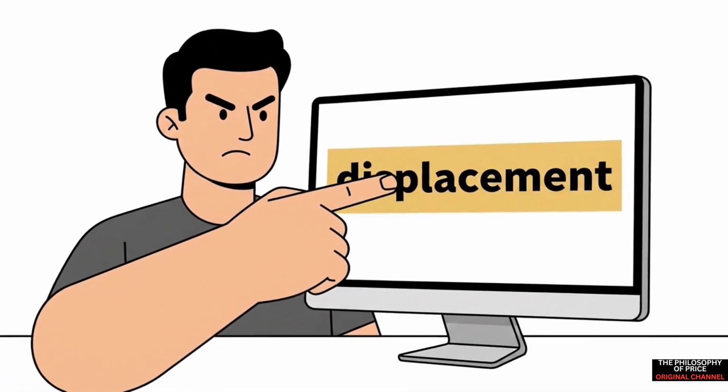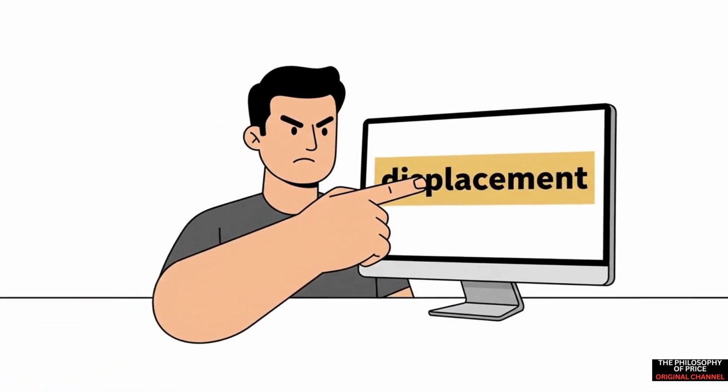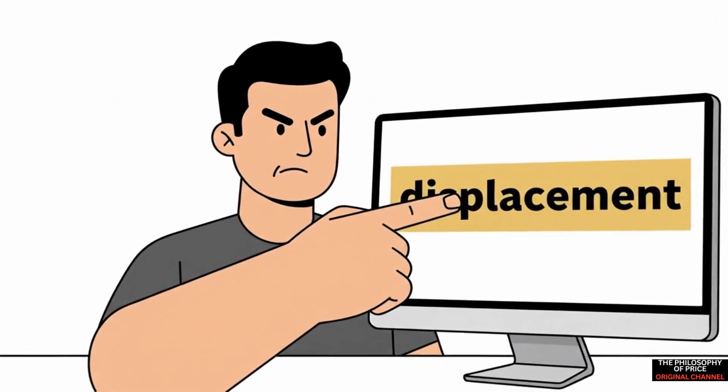The inaugural and foundational criterion for validating an order block is what we call displacement.